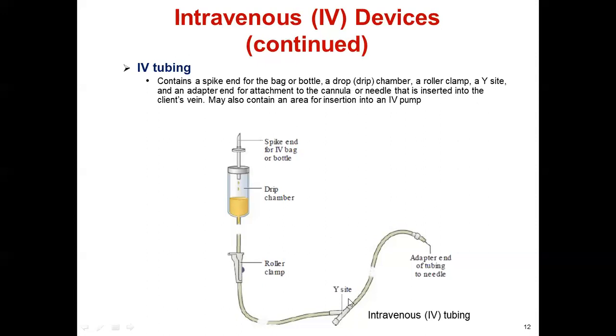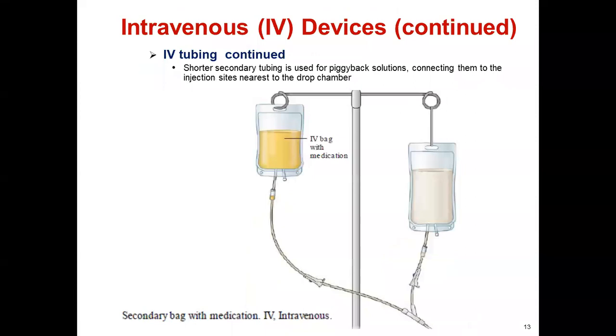Y site, this one. Also the adapter end. This is the adapter end for attachment to the cannula or needle that is inserted into the client's vein, or it may also contain an area for insertion into the IV pump. Here showing the T stand. It looks like the letter T.